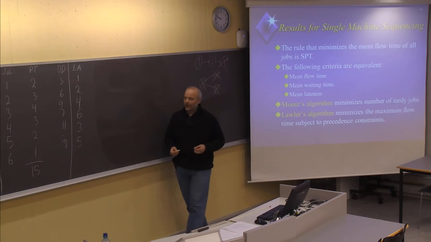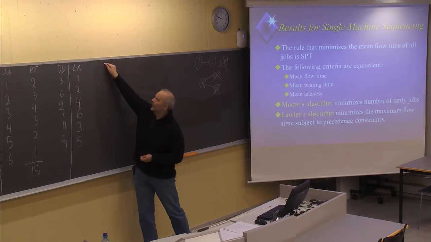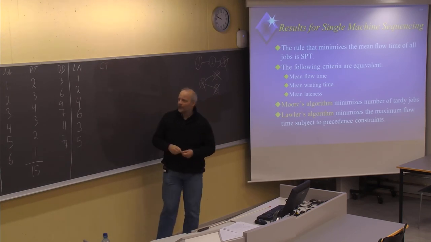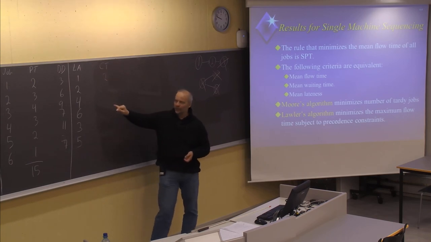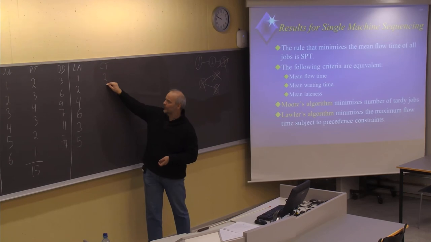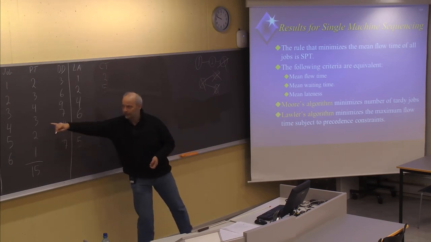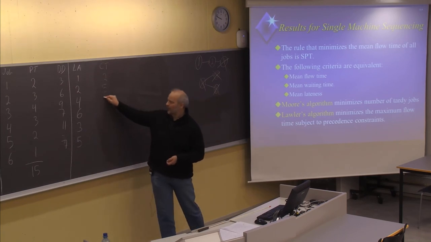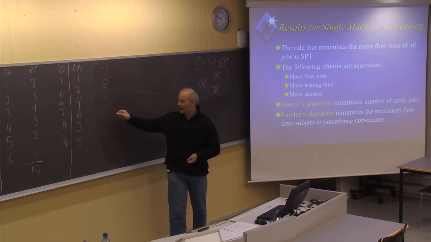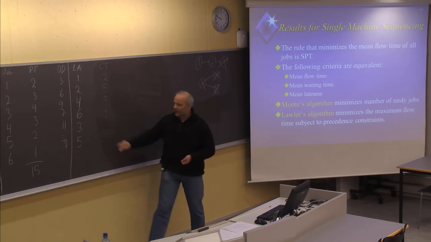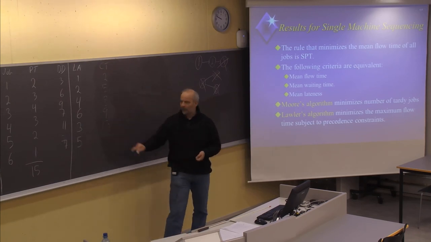Then let's look at the completion time here, or the flow time. Job number 1 will use 2 days. Job number 2 will use 3 more days. Job number 4 will use 3 more days. Job number 6 will use 1 more day. Job number 3 will use 4 days. And job number 5 will use 2 days.